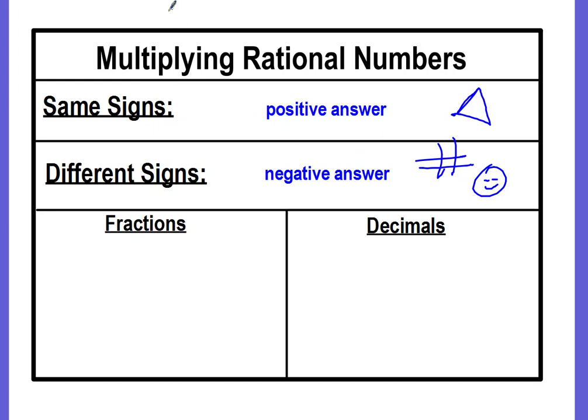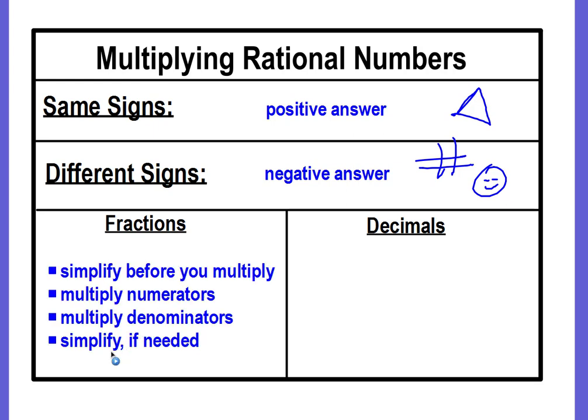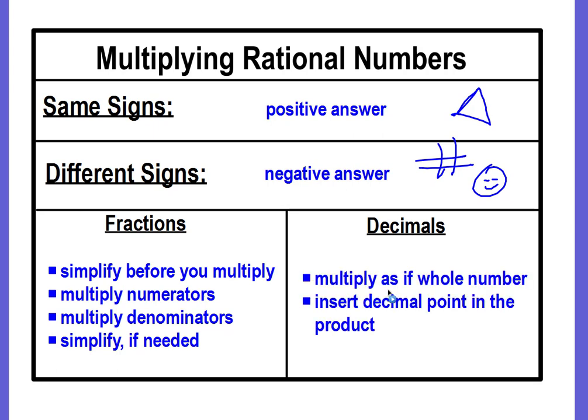Then if they're fractions, how do you multiply with fractions? We've just learned this. To multiply with fractions, first, simplify before you multiply, if you can. Then you multiply the numerators together, then you multiply the denominators together, and then if you need to simplify again, then you do so. If you're multiplying decimals, we've just learned this as well. You multiply as if they were whole numbers. Take away the decimal points. Multiply as if they're whole numbers. Then you go back and you insert the decimal point in the product in your answer.